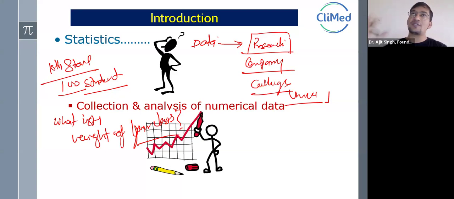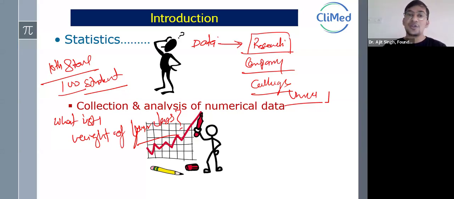In a list, you have the weight of 100 students, but what is the weight of the class? I'm not asking the sum of the 100 students' weight. What I'm asking is, what is the average weight of your class?